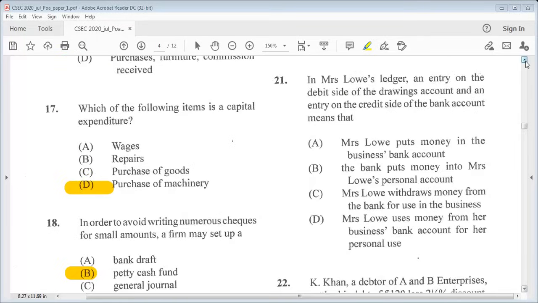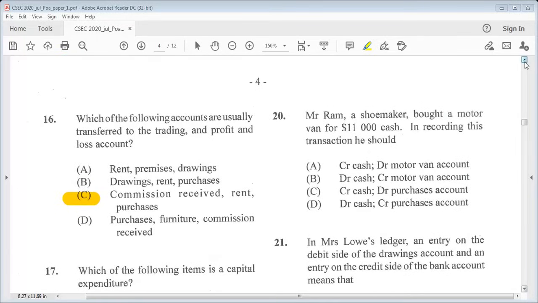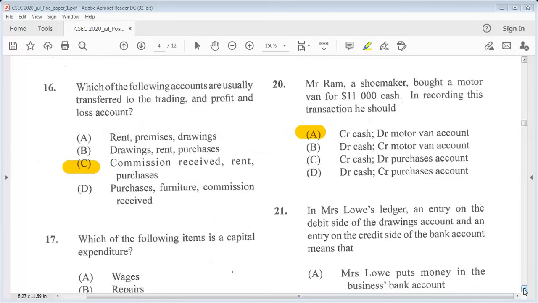20 says, Mr. Ram, a shoemaker, bought a motor van for $11,000 cash. In recording this transaction, he should A, credit cash, debit motor van account, B, debit cash, credit motor van account, C, credit cash, debit purchases account, or D, debit cash, credit purchases account. We know it would be A, credit cash, debit motor van account. Let's go on to 21.